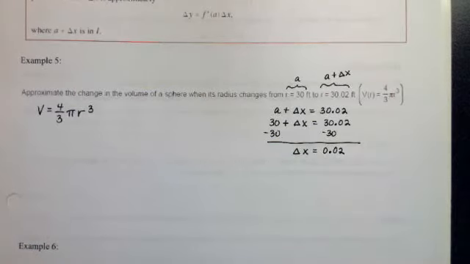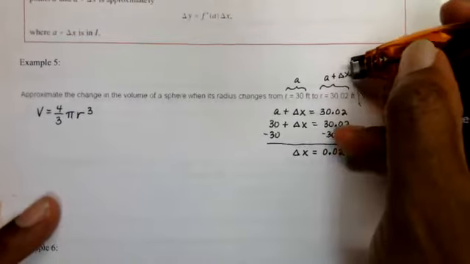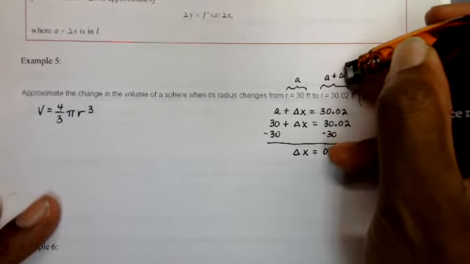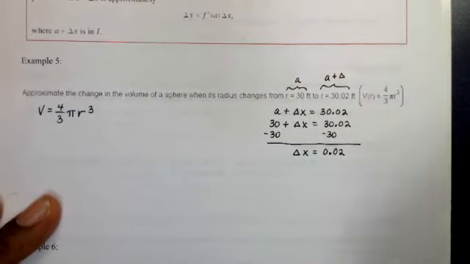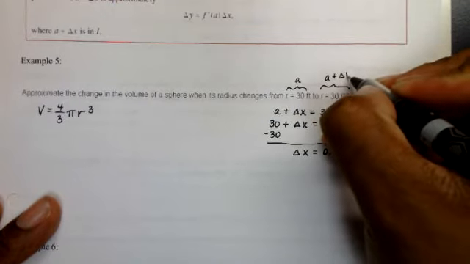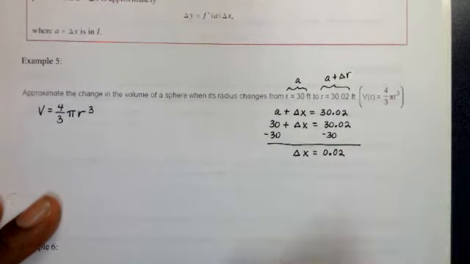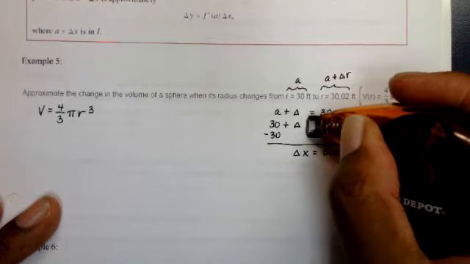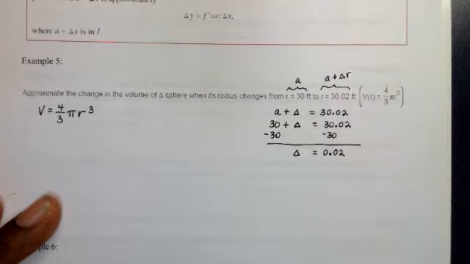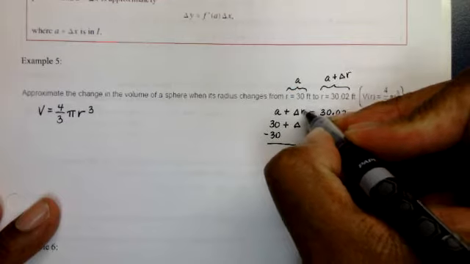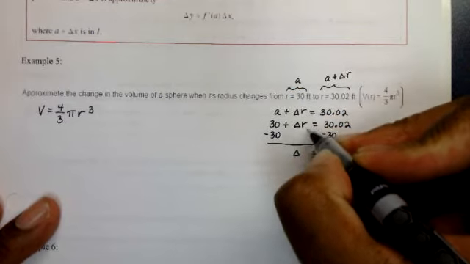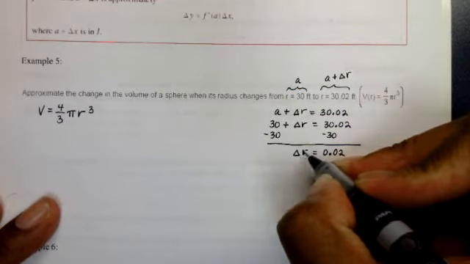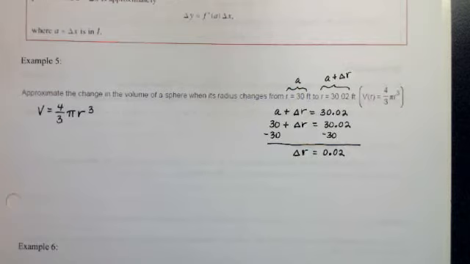In fact, let me change those x's to r's because we're dealing with radius here. So this will be a plus delta r. This will be delta r as well. So it's delta r, and delta r, since we're dealing with radius here in this problem.